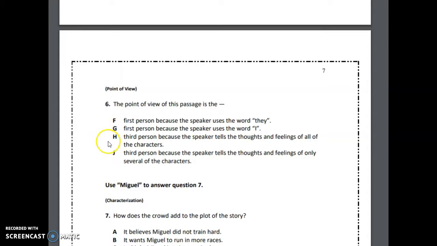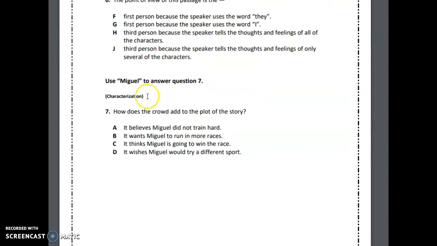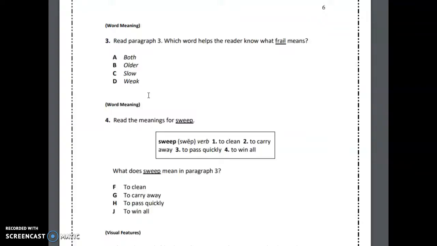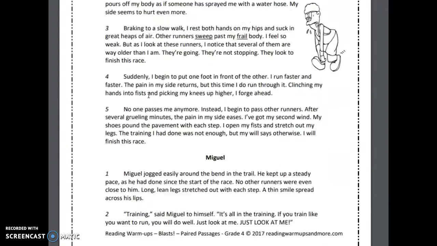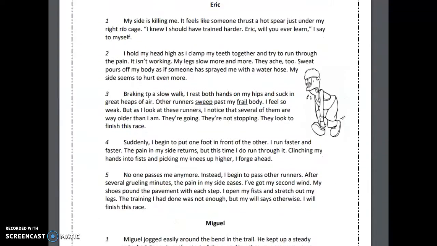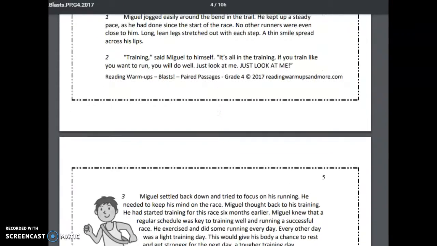Again, if I'm going too fast and giving the answers before you can find your answer, please pause the video so you can write down your answer, and then you can hear the correct answer. Now we are going to go back and read Miguel. Oh, and we forgot, this is fiction, so we were writing F at the top of our paper for fiction.